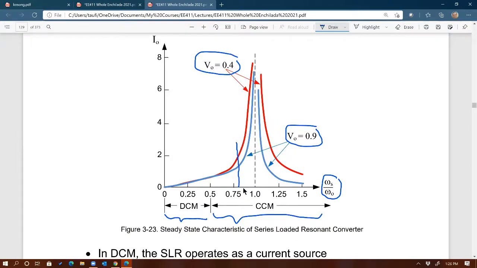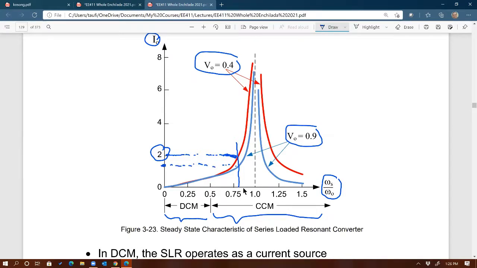Then you can see that when the voltage is equal to 0.4 of the input, it's going to draw around 2 amps, or this is also normalized. The normalized current is 2. But then if I change the output voltage to 0.9, look at the current. Different current, right?